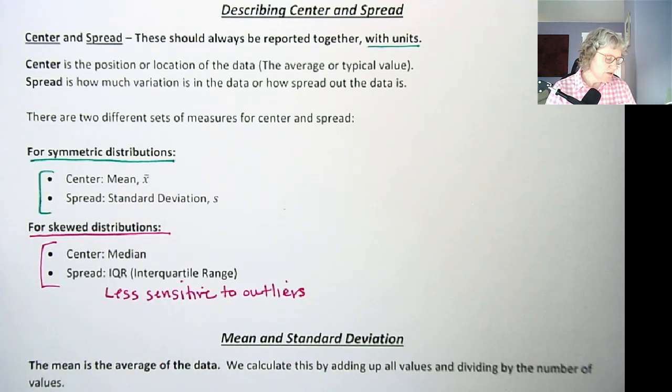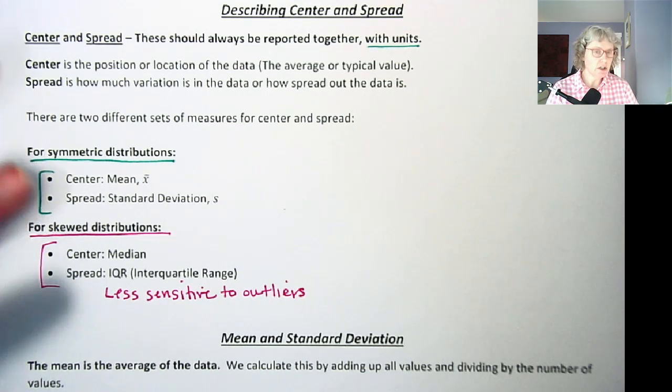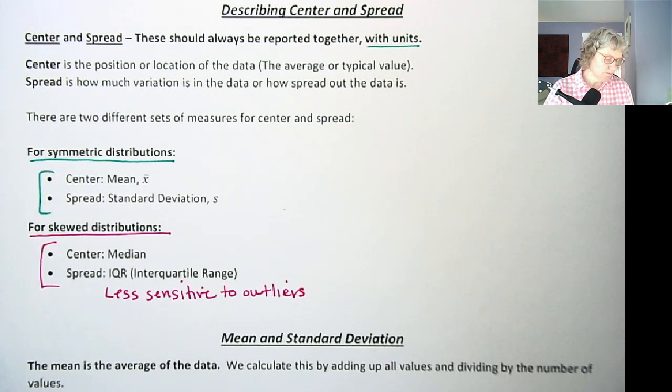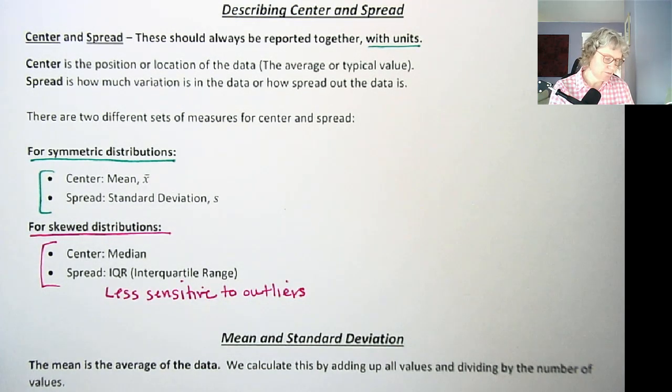Mean and standard deviation are a little more common. For symmetric distributions, we use mean and standard deviation because even though they are sensitive to outliers, we generally don't have outliers if it's a symmetric distribution. We could use the others, but it's less common. Okay, so let's go ahead and do the first pair, mean and standard deviation.